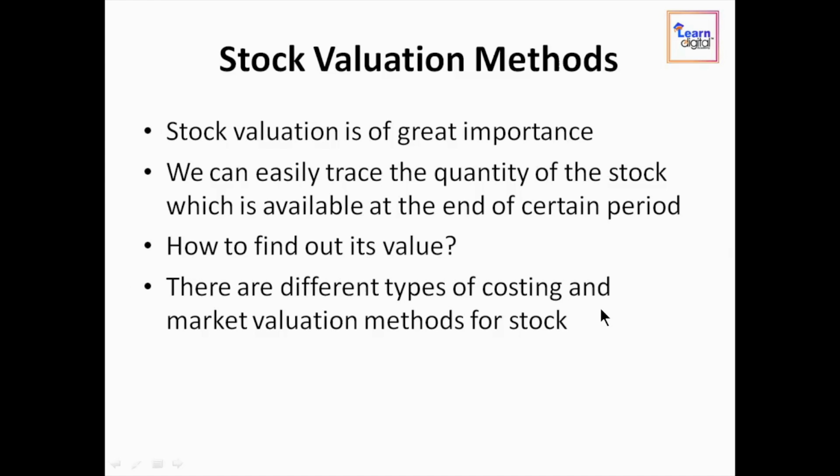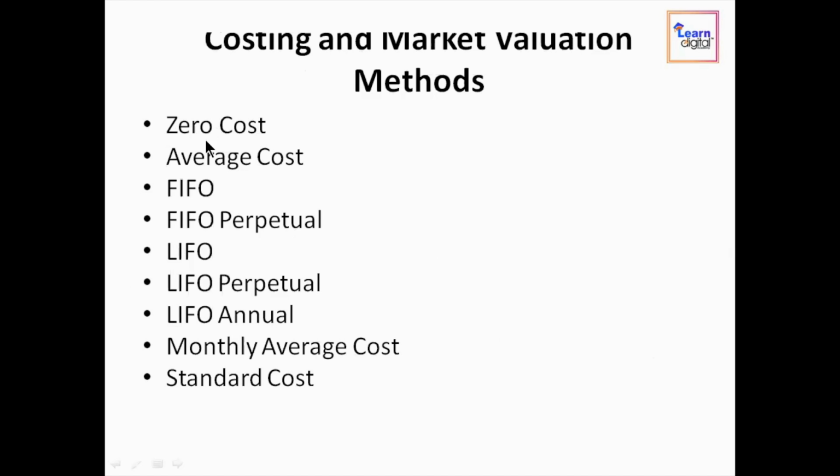So how to find the value of the stock? There are different types of costing and market valuation methods for stock, just like zero cost, average cost, FIFO, LIFO, monthly average, standard cost. All these are the different methods which are available for costing and market valuation of the stock. What do you mean by zero cost? Zero cost is the method of inventory where the inventory is taken at zero value. For example, if any inventory has no market value, which cannot be sold, it is of zero cost.